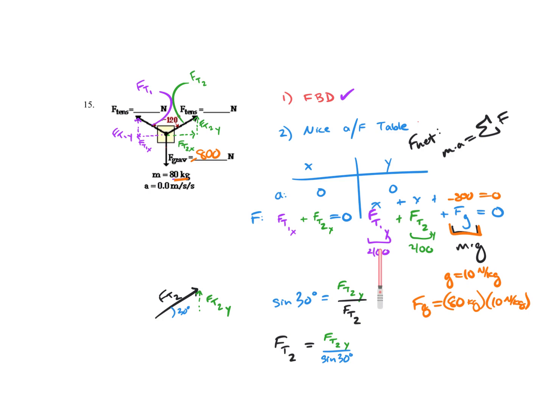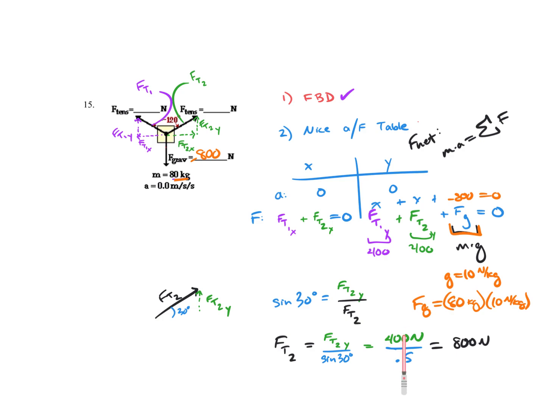Once you've figured out what the y component is, and you know the angle, then you can use trig to put the ratio of the angle to the opposite side divided by the hypotenuse. So the function to use for this one is the sine. The sine of 30 degrees is the Ft2y divided by Ft2. And if you do that, Ft2y we already said was 400, and the sine of 30 degrees is 0.5. So Ft2 has to be 800 newtons.